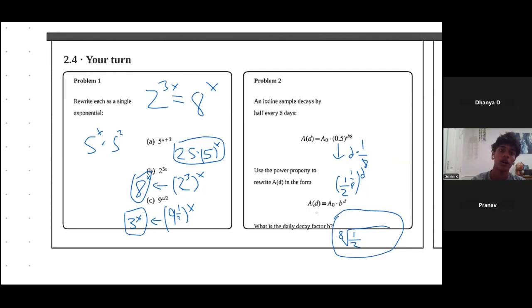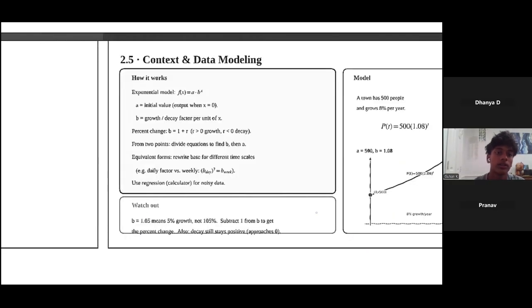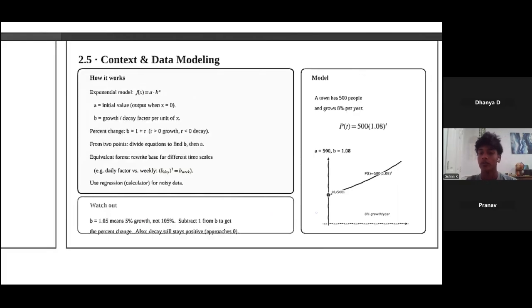Next, we have context and data modeling. So we kind of looked at this a little bit in the start of Unit 2 in topics 2.2 and 2.3, I think, maybe a little in 2.1 too. And basically, we're looking at what affects what exponential models look like. So a is always going to be our initial value. Exponential functions are going to be in the form of a times b to the power of x, where b is being to the power of x and a is just being multiplied.